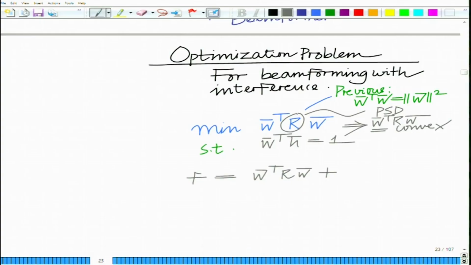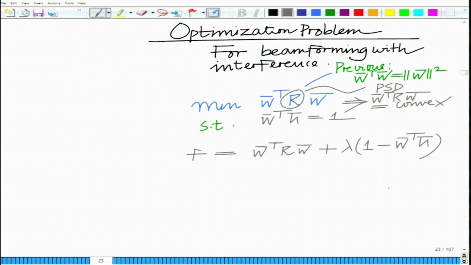So this is W bar transpose R W bar, and then as usual you have the Lagrange multiplier lambda times 1 minus W bar transpose H bar. Now differentiating this, the derivative of W bar transpose R W bar, because R is a symmetric matrix, is simply twice R W bar, minus lambda times the derivative of W bar transpose H bar, the derivative of 1 is 0.